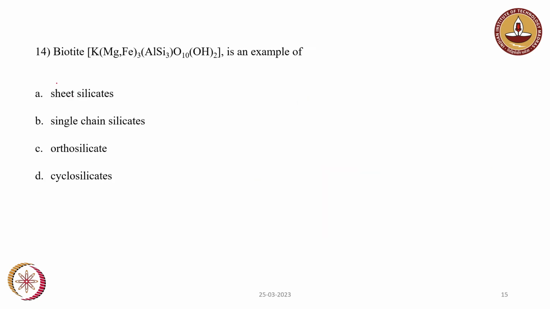Next question is, biotite K Mg Fe3 Al Si3 O10 (OH)2 is an example of: option A, sheet silicate; option B, single chain silicate; option C, orthosilicate; and option D, cyclosilicate.